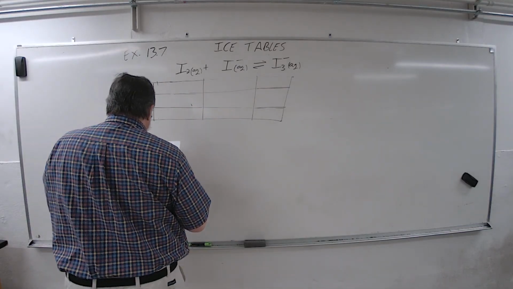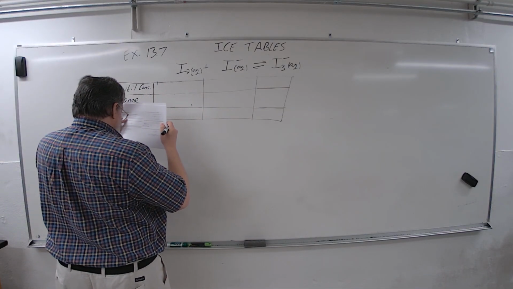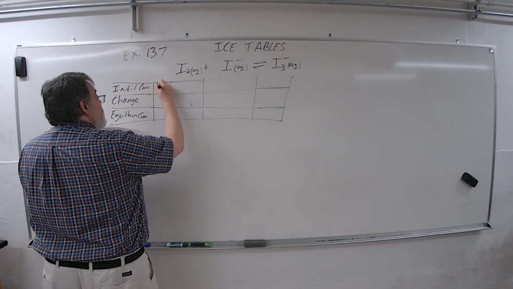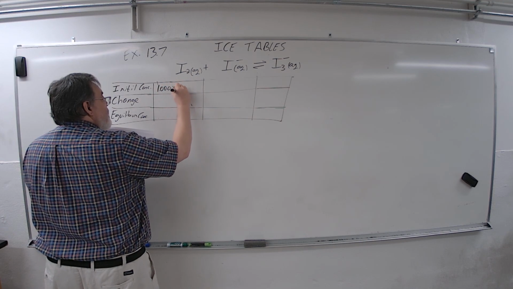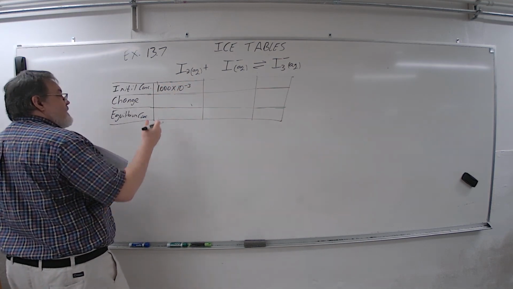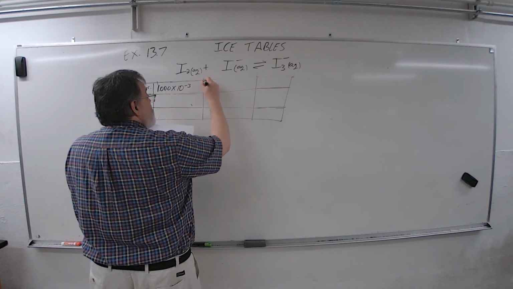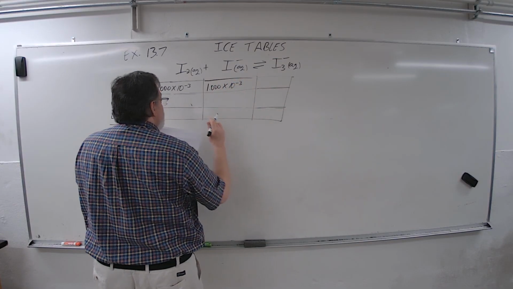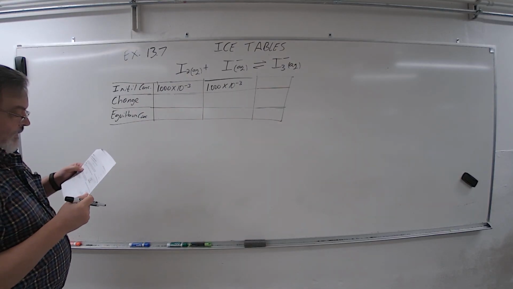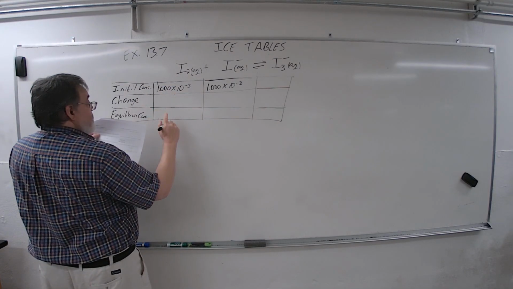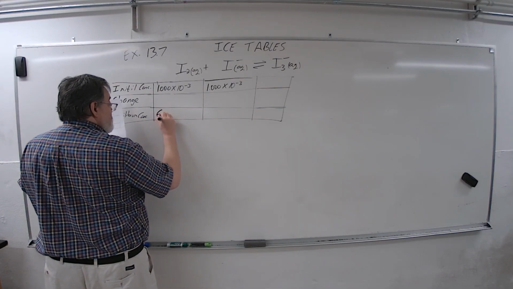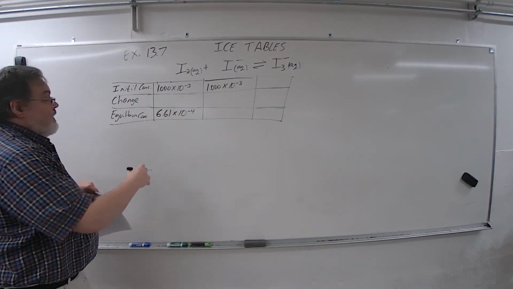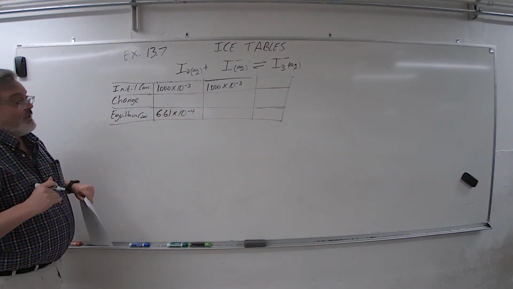And here's what you're given for this one. You're told initial concentrations for these two, so 1 times 10 to the negative 3. You're also told this one is 1 times 10 to the negative 3. So these are things you're given. You're also told at equilibrium, this one is 6.61 times 10 to the negative 4. And those are molarities. I haven't written the units.